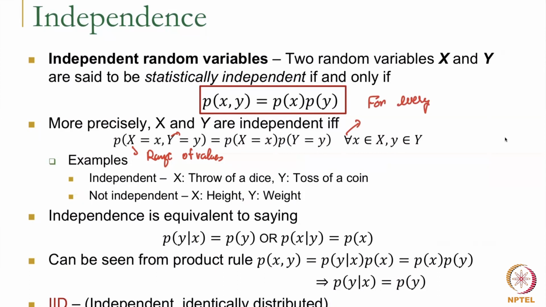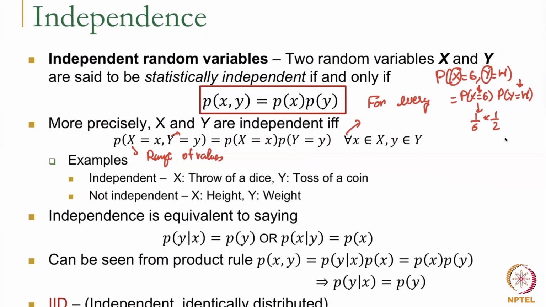For example, if I ask the question, what is the probability that the dice threw a 6 and the coin was a heads? You will say this is the same as the probability of the dice being 6 multiplied by the probability of the coin being a heads. So this, of course, is 1 by 6 into 1 by 2. But this is not enough to establish that the throwing of a dice and the tossing of a coin are independent. What you have to do is this should be true for every possible value of x and every possible value of y. So if x is 5 and y is a heads, etc., it should be true.